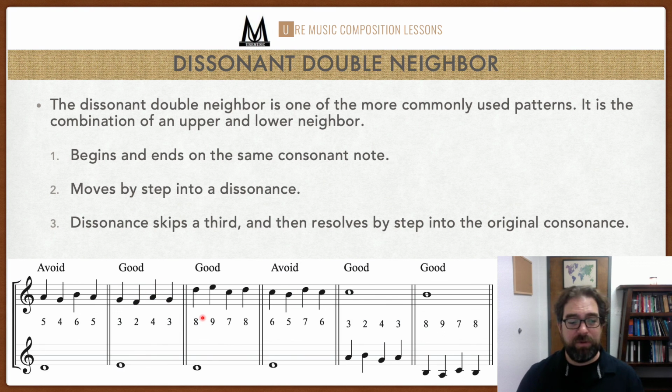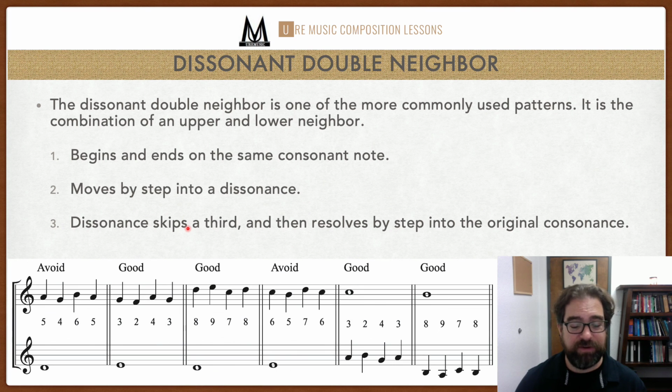So essentially what you do is you start on a consonant pitch, typically a third or an octave, and then you move into a dissonance through a lower or an upper neighbor, and then you skip a third in the other direction, and then you resolve to the original pitch. I always thought of this kind of like a snake inching its way around. So if we look at measure 2 again, that's your dissonant double neighbor. It's probably one of the most commonly used patterns.